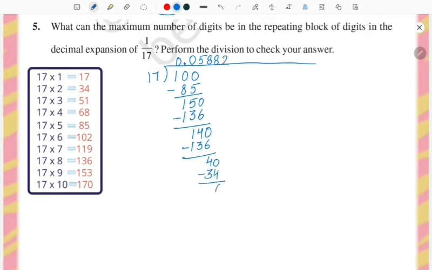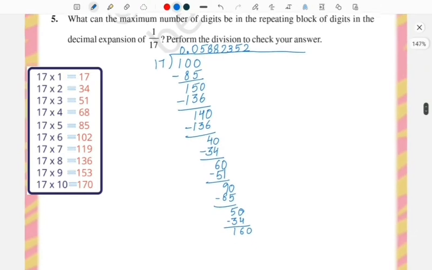The remainder would be 6, which would become 60. 17 3s are 51. The remainder would be 9, which becomes 90. 17 5s are again 85. The remainder would be 5, which becomes 50. 17 2s are again 34. The remainder would be 16, which becomes 160.